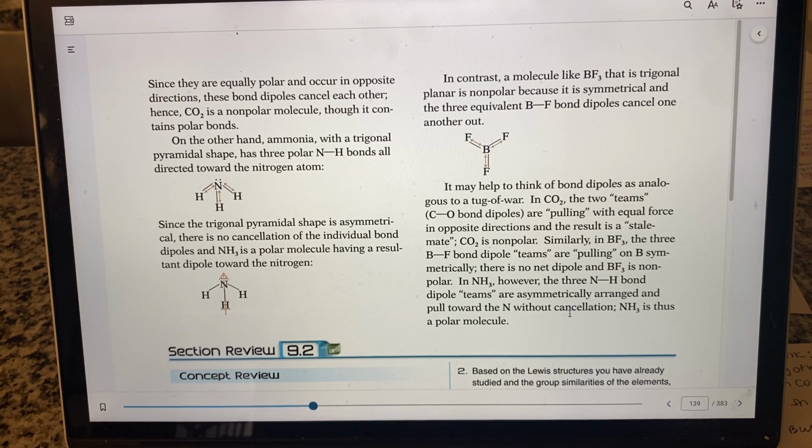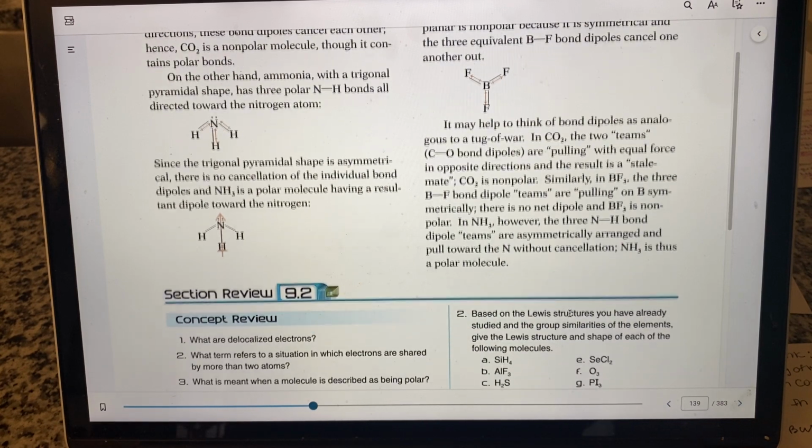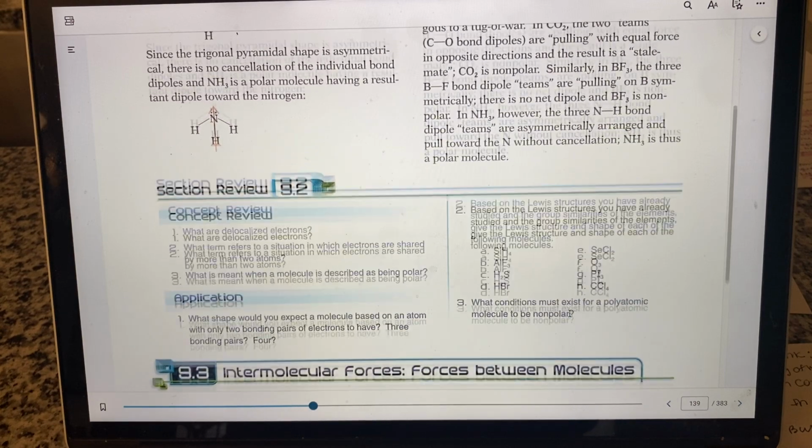But when we go back to this one here with nitrogen and hydrogen, you see the poles are making it asymmetrical. It's not symmetrical on one side. Of course, this side up here has nothing, right? So this molecule is going to be very polar. It's going to have one positive side and one negative side. You see those pictures? Okay, let's go on to the concept review here, and then we'll be finished with this chapter.